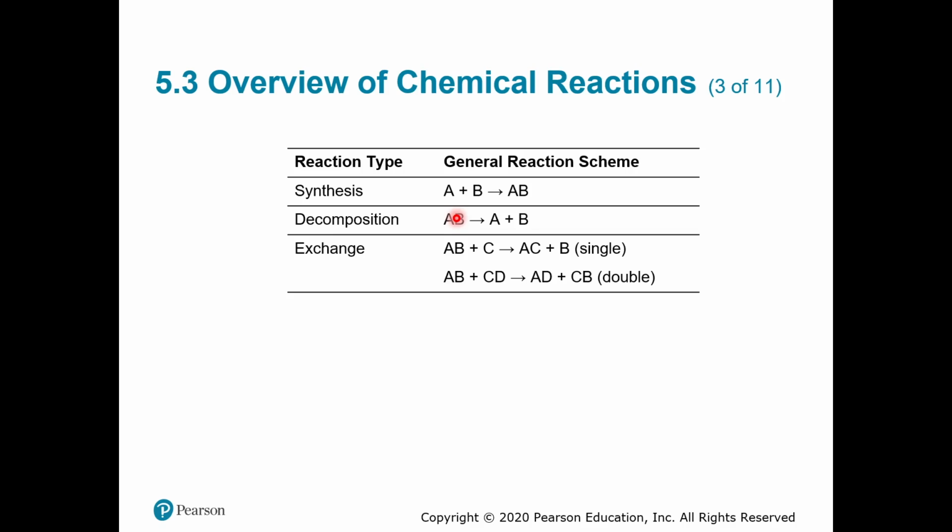Decomposition, we have a larger thing breaking apart into two smaller things. And exchange, we don't have any real difference here. We just exchange one from the other. So if we have a single exchange, we're going to exchange one item between the two. So one of those groups, one of those atoms, is going to exchange. Over here, we'd have a double exchange. Notice we exchange both.